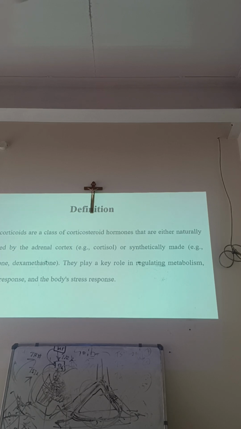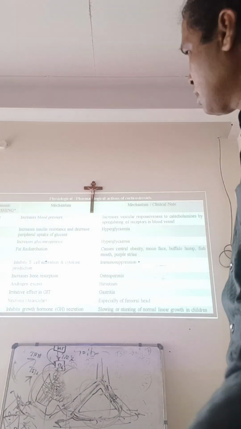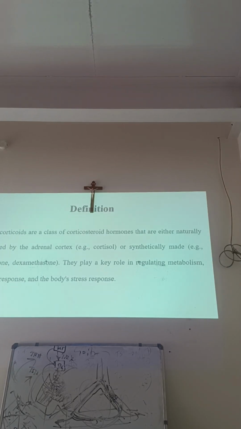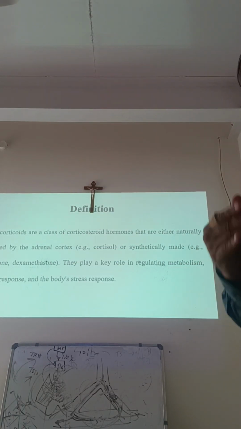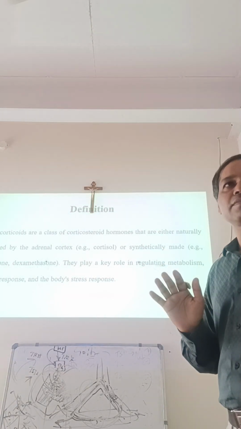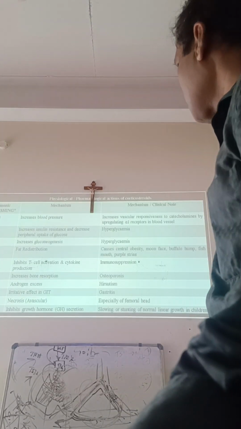These are a class of corticosteroid hormones that are either naturally produced by the adrenal cortex, for example cortisol, or synthetically made, for example prednisone, prednisolone, dexamethasone. They play a key role in regulating metabolism, immune response, and the body's stress response. Whenever you have stress, the corticosteroids help you cope with the stress. If the corticosteroids are not there, then you will collapse. So it is also a stress hormone.